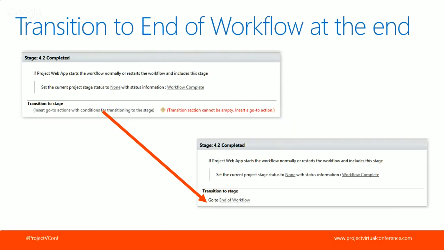Another tip here, I think I'm on to the third tip, which is transitioning to the end of a workflow. So you saw me do this when I developed, but in your very last stage, you need a transition to end of workflow. In fact, if you forget this and you try to publish your workflow, it will give you an error message and let you know that you're missing a transition. So you might wonder, well, how do I transition? It's the last stage. The answer is the very last stage needs to transition to the end of workflow. This tells SharePoint and the Project Web App that the workflow has been completed.